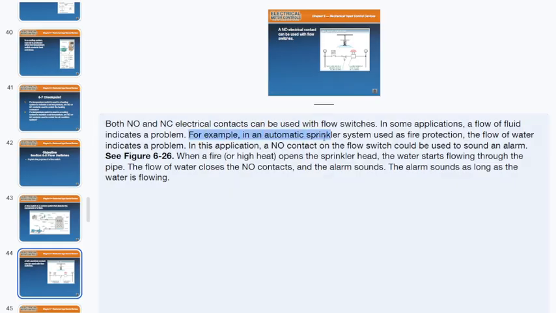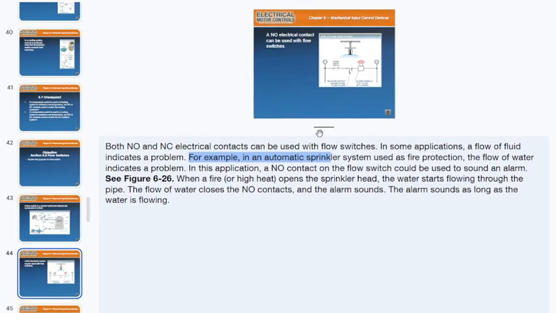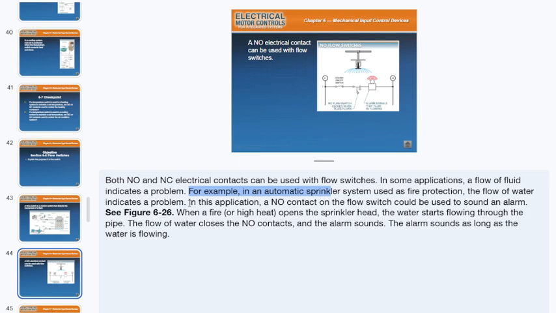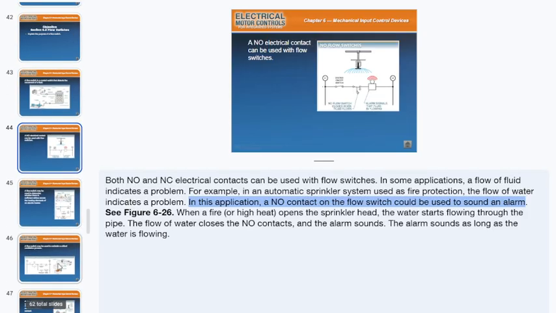It's giving you here, for example, an automatic sprinkler system used as a fire protection. The flow of water indicates a problem. In this application, a normally closed contacts on the flow switch would be used to sound the alarm. So yeah, also you can have an open one that when water is flowing, it closes and then it sends a signal and goes, hey, we got problems. Both applications are fine.